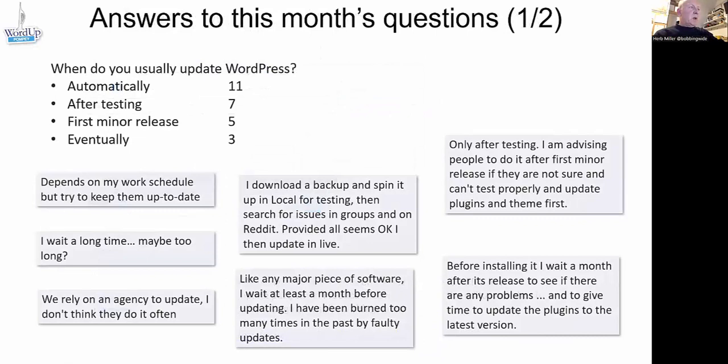Things went wrong. Right, so the questions I asked were, when do you usually update WordPress? And 11 people said they have it done automatically. 7 people said after testing, and some of these answers here are to do with the different levels of what sort of testing they did. 5 said they will wait until the first minor release, and 3 said it happens eventually.